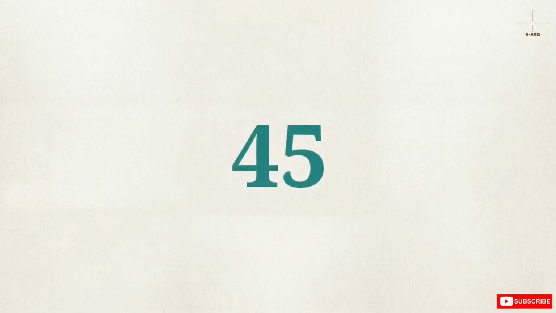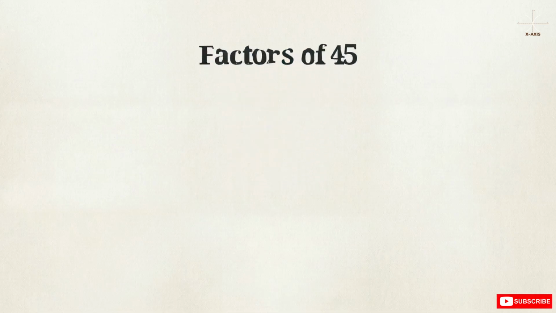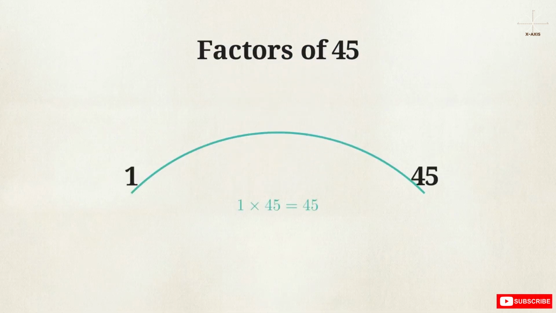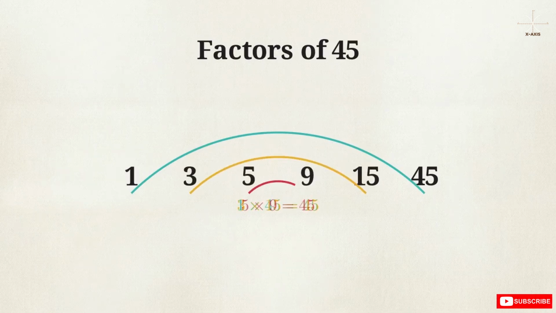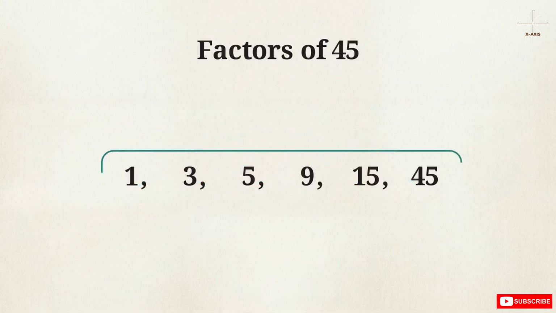Let's start with slicing. To find all the factors of 45, look for multiplying pairs. By identifying 1 times 45, 3 times 15, and 5 times 9, we can connect them to ensure we haven't missed any numbers that divide exactly into 45.